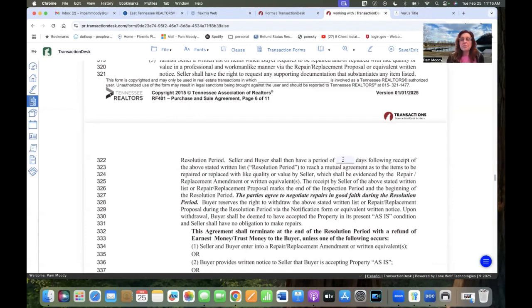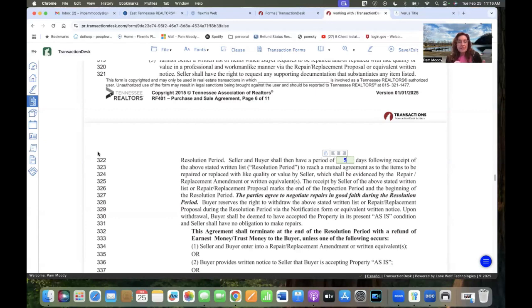Seller and buyer shall have usually 5 days, 5 to 7. So I might do another 7 days following the receipt of the above stated written list. So let's make this specific. Say I did 7 days to get the inspection. It's the 7th day. I now have my list. Or even if I have it on the 8th day, but the days start counting. I've had 7 days to get the inspection. We're on day 7.